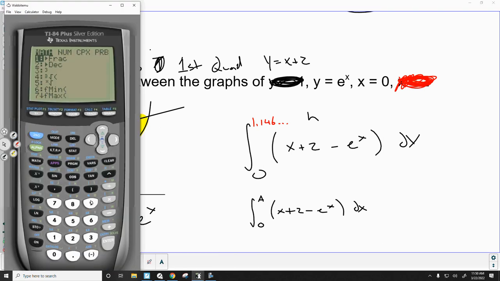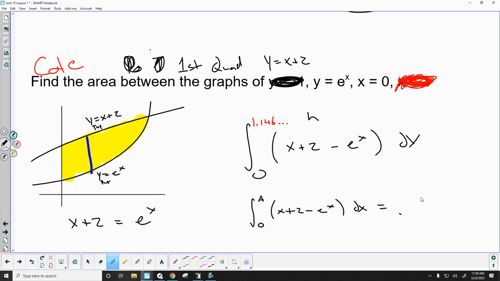A of x plus 2 minus e to the x. Depending on if you have calculator or no calculator, that's how you find your intersection. Okay, got 0.803. We're going to hold on to that. Dot, dot, dot. Cool. Wait, should we start noticing?